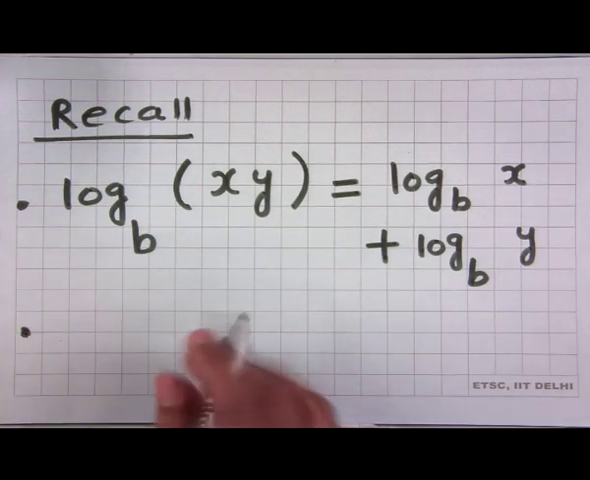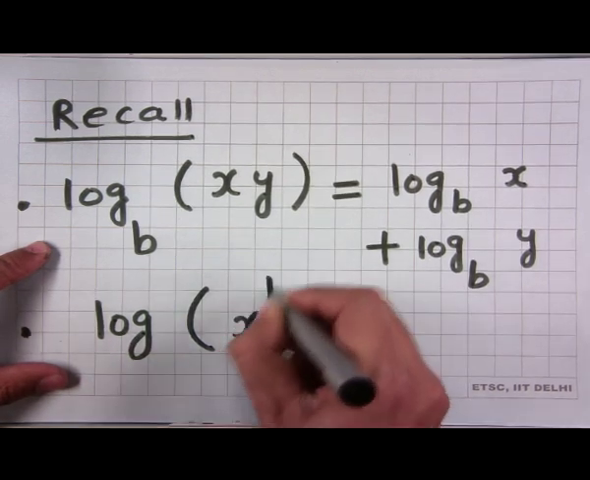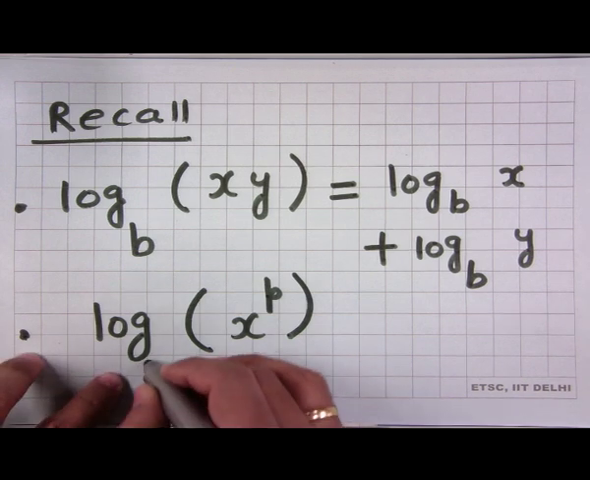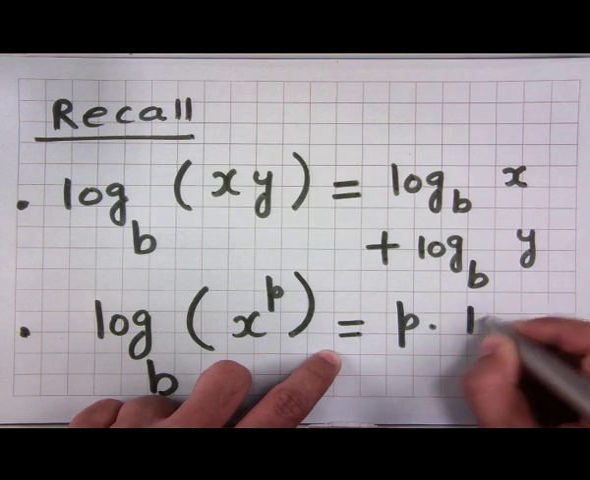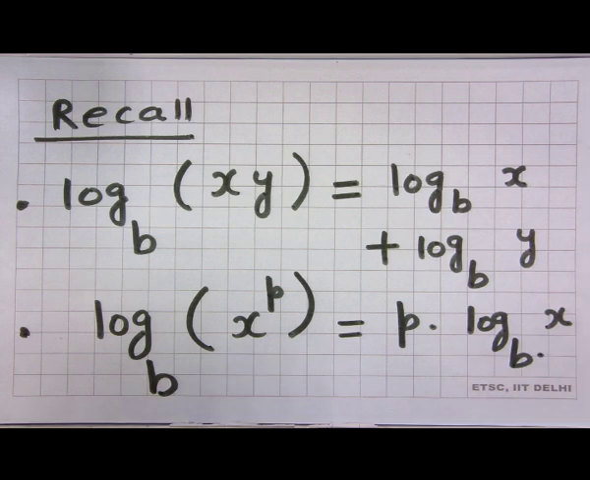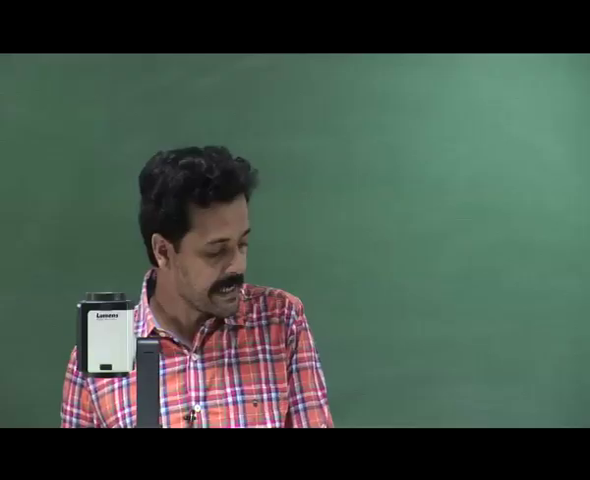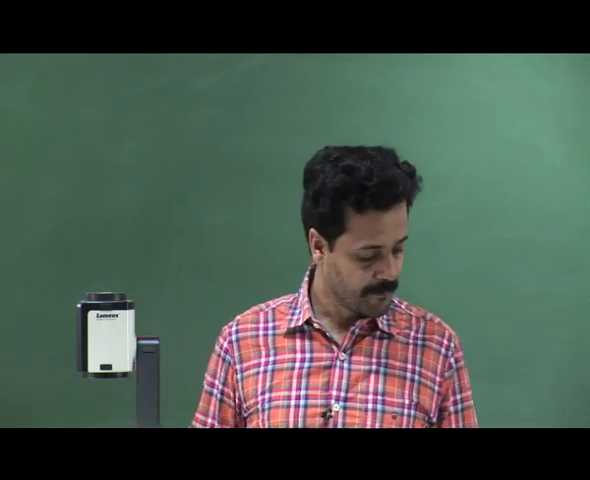And as next property of logarithm, let me recall that logarithm of a power x power p to some base b not equal to 1 is p times logarithm of x with respect to base b. To put in simple language, logarithm changes product to sum of the logarithms, and logarithm changes power to the product. Keeping this in mind, let us come back to the problem.